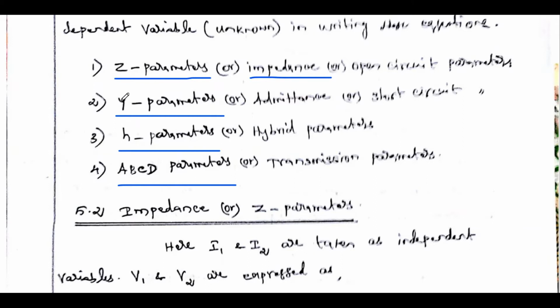So Z parameter means impedance parameter. What is Y? Y is the reciprocal of Z. Y is admittance, so the other name of the Y parameter is admittance parameter. H means hybrid, so it is a hybrid parameter. And the other name of ABCD parameter is transmission parameters. Using these parameters, we are going to analyze our two port network.